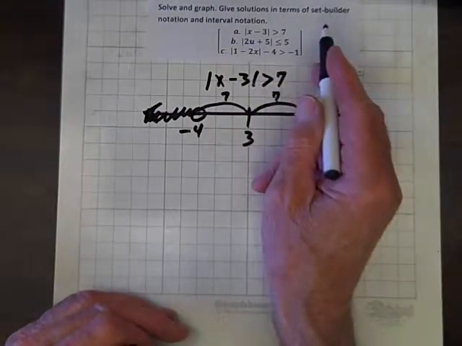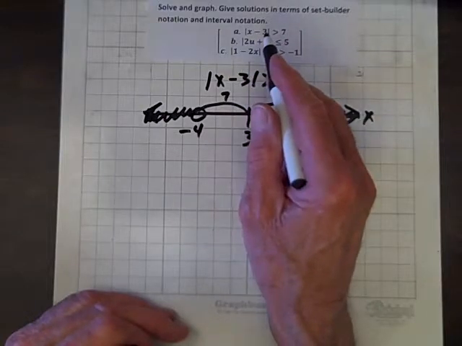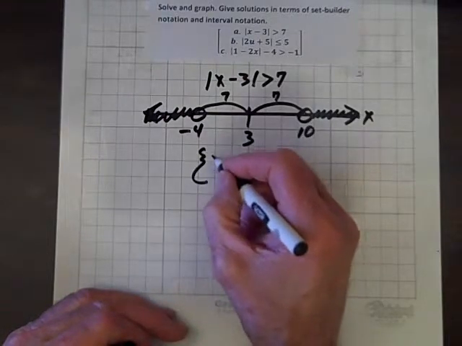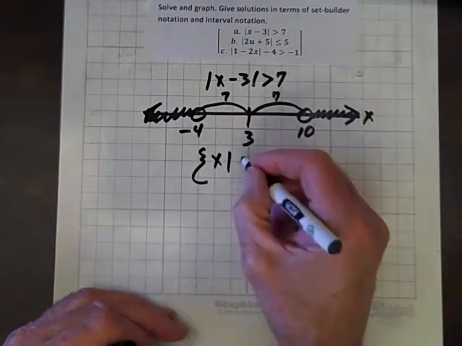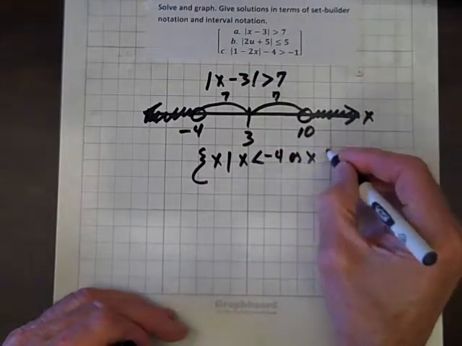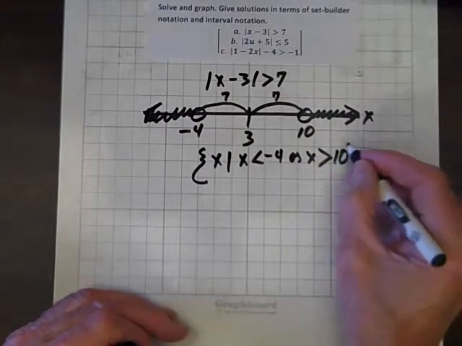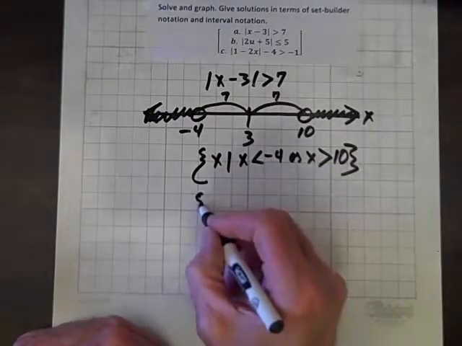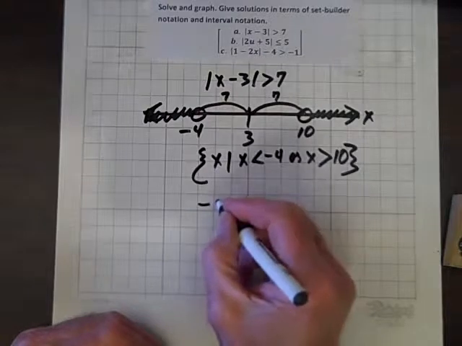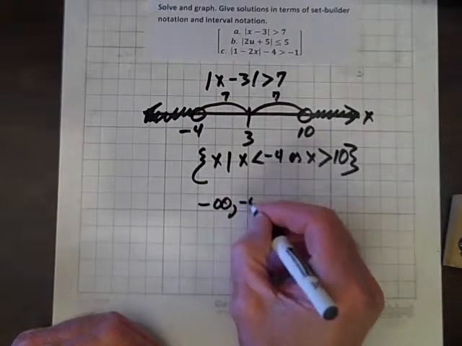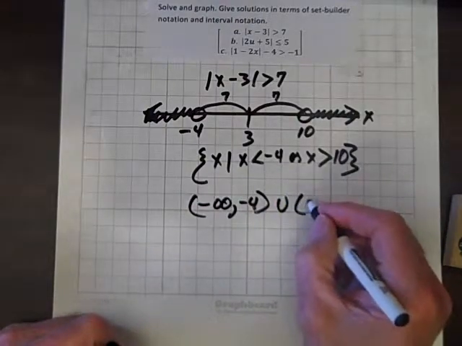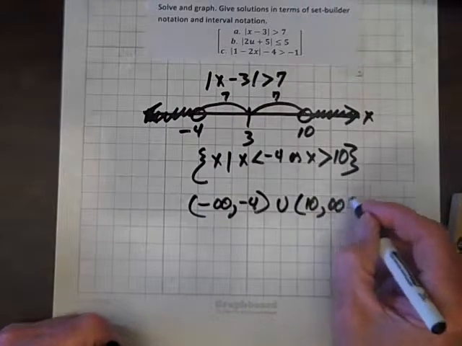Now it says give solutions in terms of set builder notation and interval notation. So in terms of set builder notation, we have the set of x such that x is less than -4 or x is greater than 10. In interval notation, we're going from negative infinity to -4 parenthesis, union 10 to infinity.